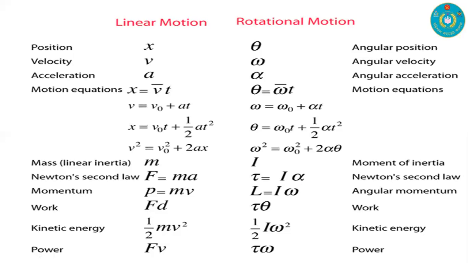For work, for linear motion the equation is W is equal to Fd. For rotational motion the equation is W is equal to tau theta. For kinetic energy we have previously half mv square. For rotational motion now we have half I omega square. And for power the equation is Fv. For rotational motion the equation for power is tau omega.